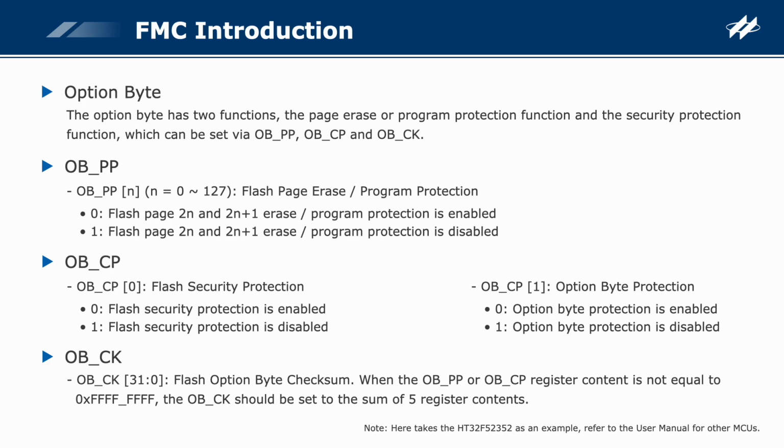Since the page erase or program protection and the security protection default to be disabled, that is, the reset values of OBPP and OBCP are hex FFFF. Either OBPP or OBCP is cleared to 0 to enable the corresponding protection function. Therefore, when the OBPP or OBCP register content is not equal to hex FFFF, it means that the page erase or program protection or the security protection may be enabled. It is necessary to set OBCK.